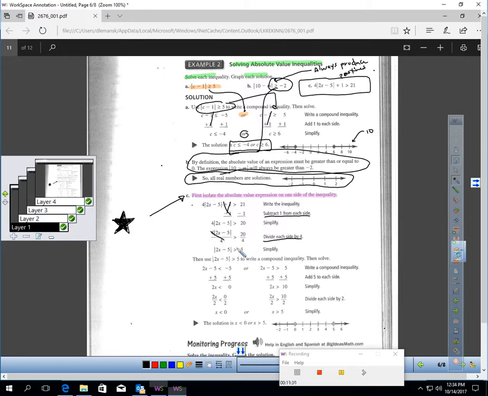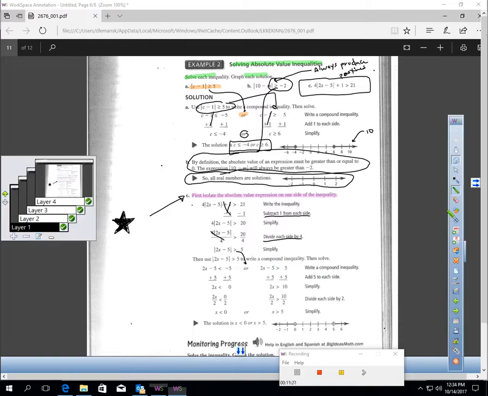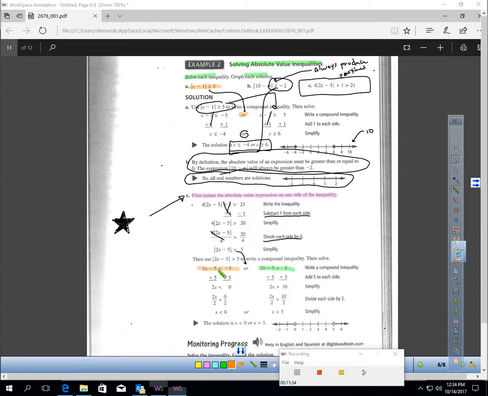Now, this is an OR problem. So we have OR, we have to write our two inequalities. So the first inequality, let me just highlight. You notice they're just copying the inequality down, 2x minus 5 greater than 5. We're just dropping the absolute values. But the second inequality, look at it carefully. Do you notice how they reverse the inequality symbol and they change 5 to a negative?